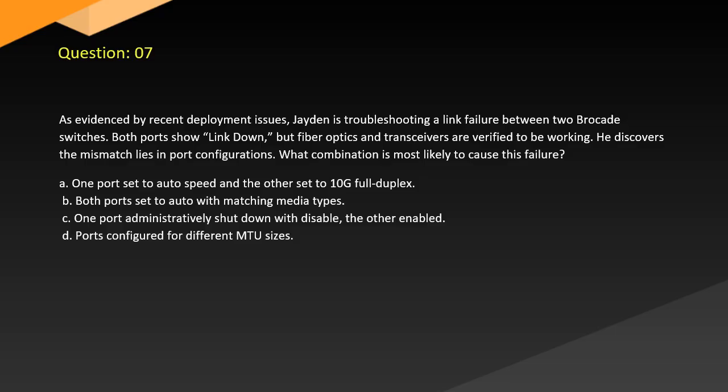A. One port set to auto speed and the other set to 10G full duplex. B. Both ports set to auto with matching media types. C. One port administratively shut down with disable, the other enabled. D. Ports configured for different MTU sizes.